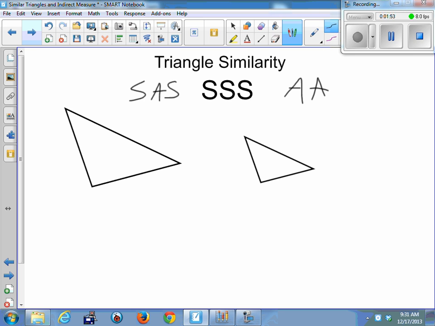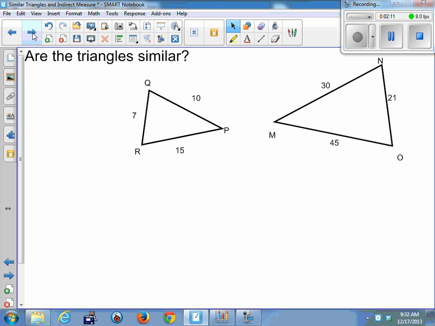The new one here is side, side, side. So if we know these sides are not congruent, similar, I'm sorry. If they are similar, that means their proportions are the same. So here's what we're going to do. We have these triangles, and we need to figure out if they are similar. We're trying to make those ratios and see if they're all the same, reducing the fractions and so on.